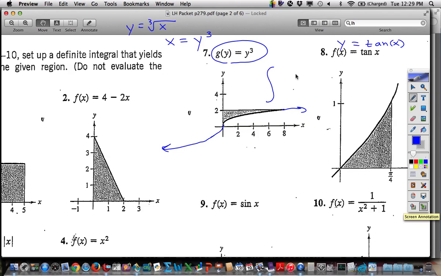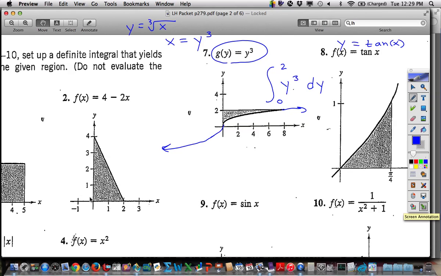Well, what would go in here for my function? Y cubed. What do you suppose would come after it? dy. That's right. And what numbers do you suppose would go here? 0 to 2. Perfect. Because now you're doing the area this way. Okay? So it'd be the area from 0 to 2.